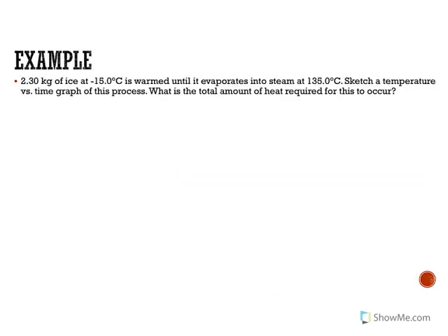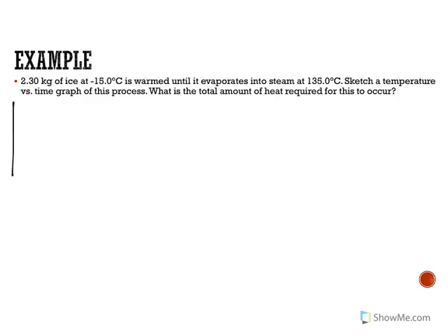There we go. And last question, longest question. We are going to look at 2.30 kilograms of ice at negative 15 degrees Celsius that is warmed until it evaporates into steam at 135 degrees Celsius. So we need to sketch a temperature versus time graph of this process and figure out the total amount of heat required for this to occur. Let's take a look at this.